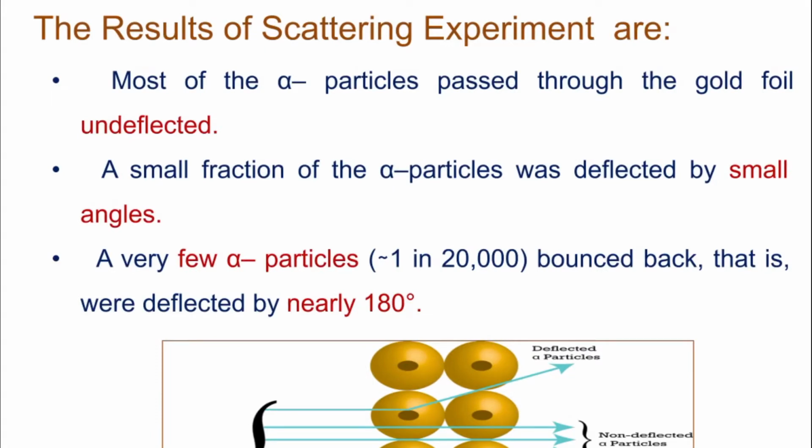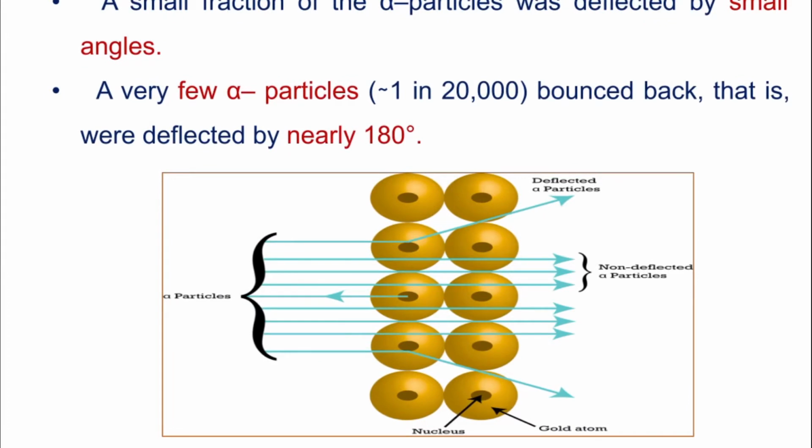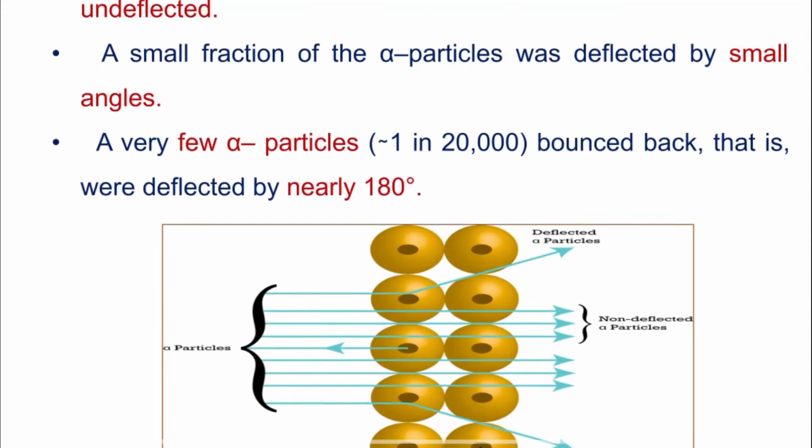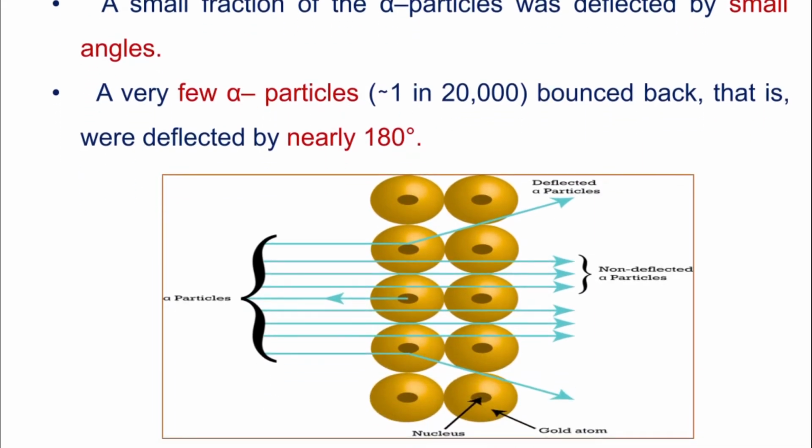So children, what were the results of the alpha scattering experiment? Most of the alpha particles passed through the gold foil undeflected. You can see in the figure, almost all the arrows are going straight, isn't it? Only a few are getting deflected, and a small fraction of alpha particles was deflected by small angles.